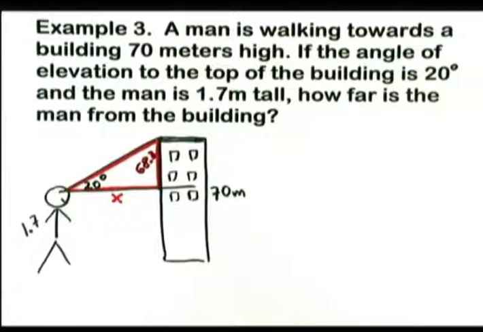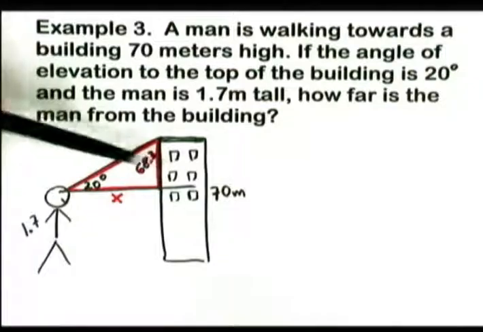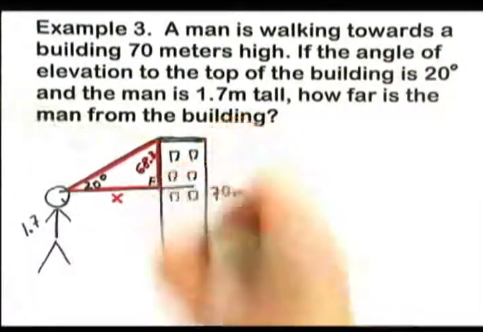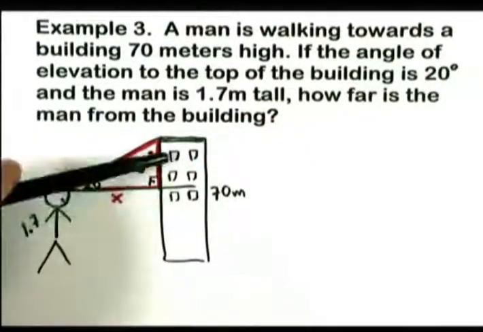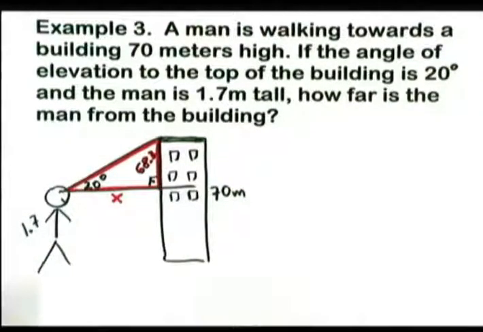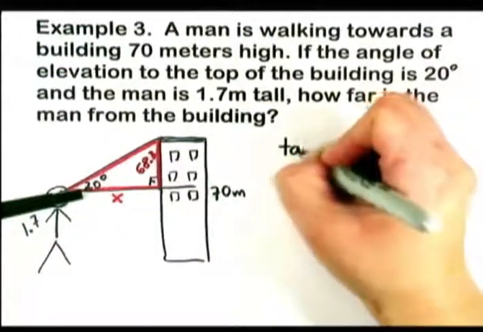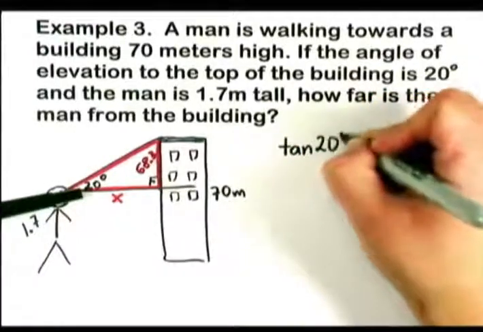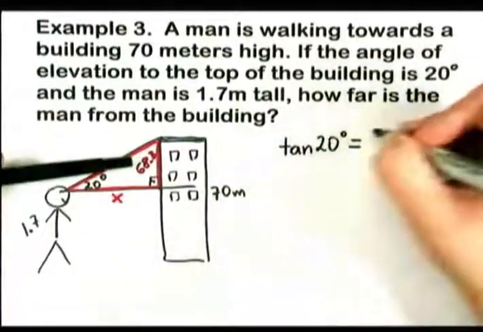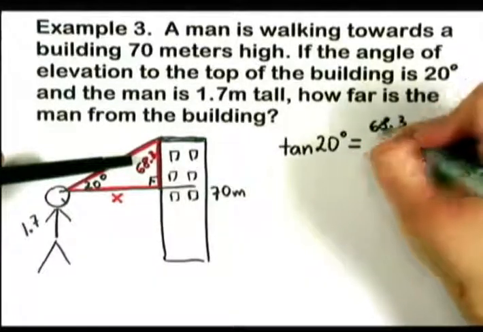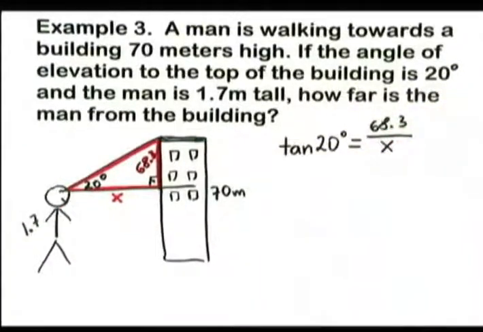So now what trigonometric ratio can we use that would use those two sides? Regarding this angle, this is adjacent, and this side is opposite to the angle. Here's my right angle. So opposite and adjacent, it's gonna be tangent. So we have tangent 20 degrees is equal to opposite, which is 68.3, divided by my x.